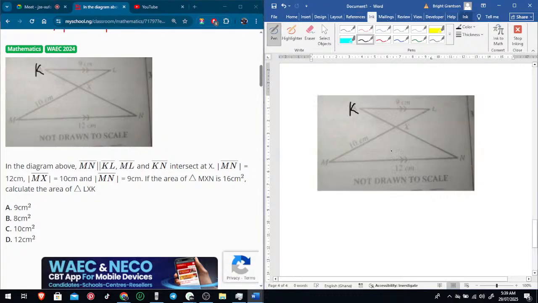It says find the area of LKX. Where's the LKX? So this triangle, right? Now, we are going to use similarity of triangles. You see, this is parallel to this, right? So 9 is to 12. If 9 is to 12, then this distance 10 will also be related to this distance.